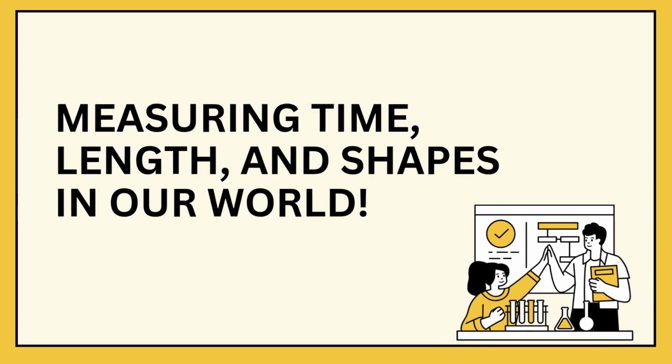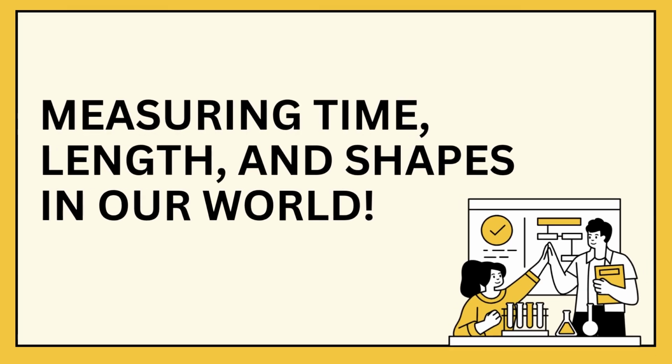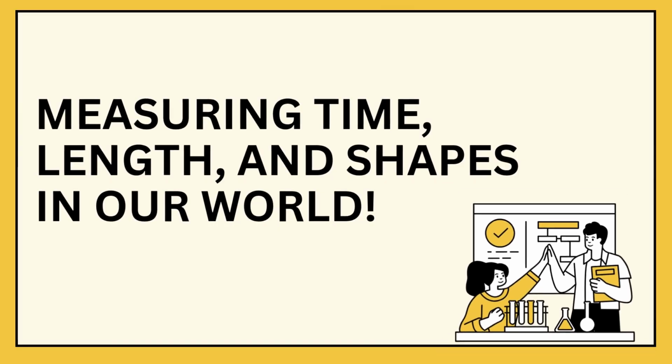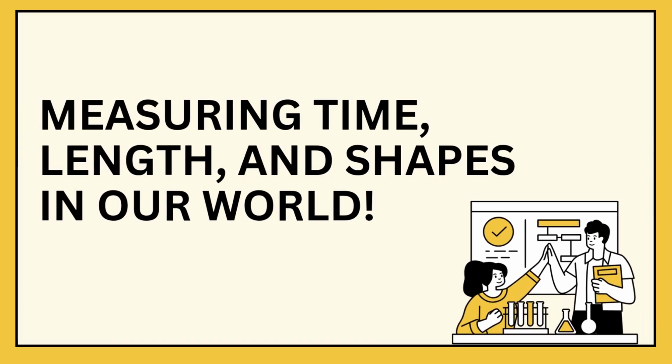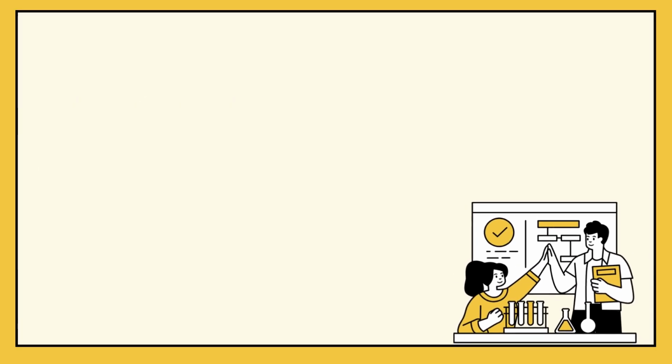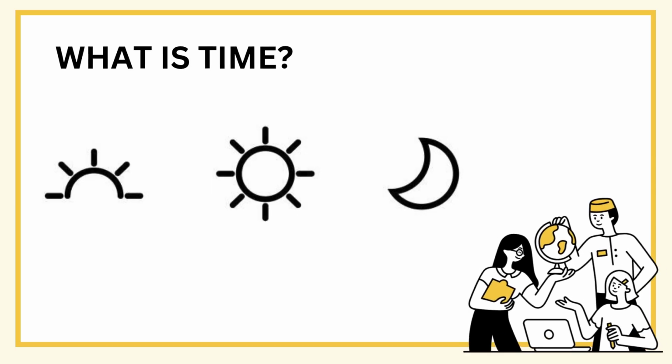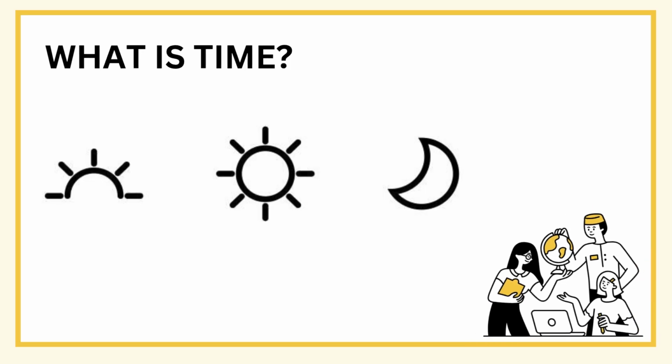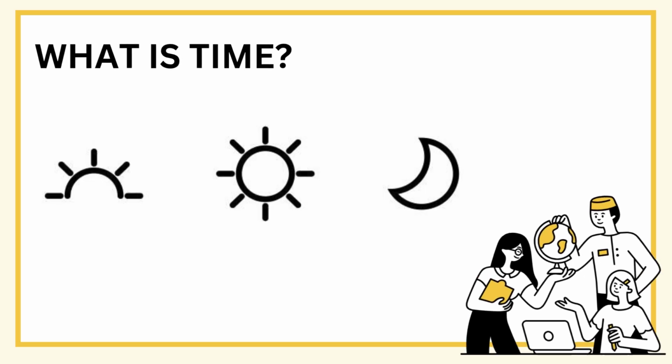Hello everyone. Today, we're going to explore how to measure time, distance, weight, and space around us. Let's discover how numbers help us describe our daily world. Time tells us when something happens, from sunrise to bedtime. We use hours, minutes, and seconds to measure time.